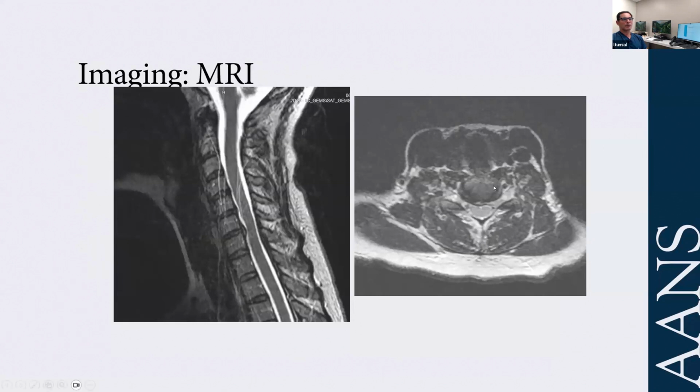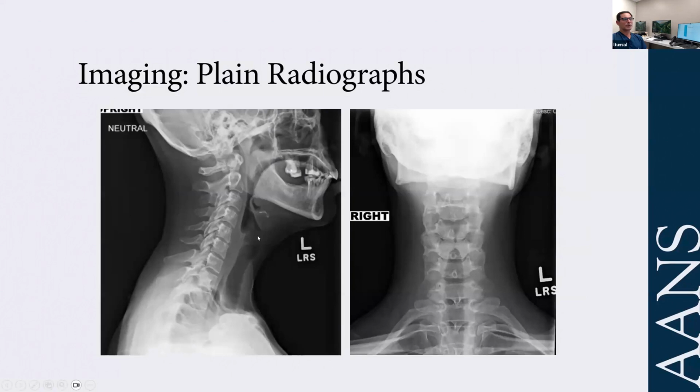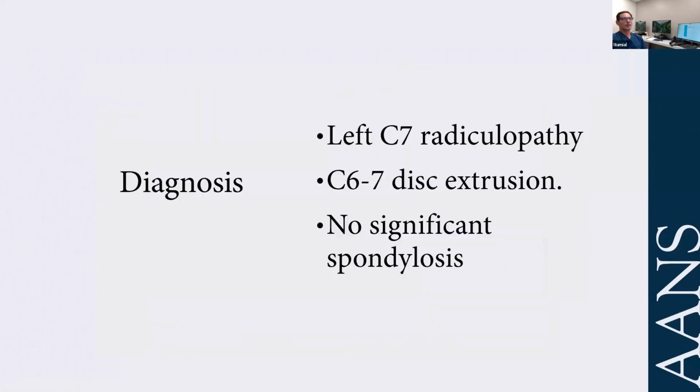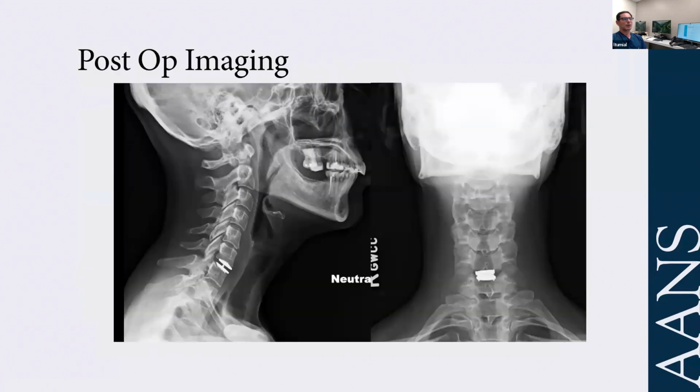And this is a hyperintense disc. So she does have abnormal imaging, and her neurologic exam is positive because of her radiculopathy. So she's got a C7 radiculopathy. I like that M50 code, which is spot on, and also because she's going to have an artificial disc.